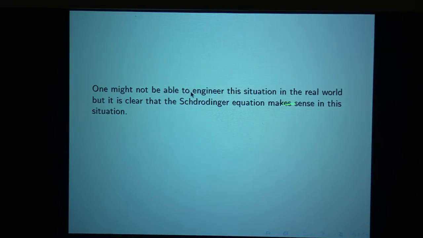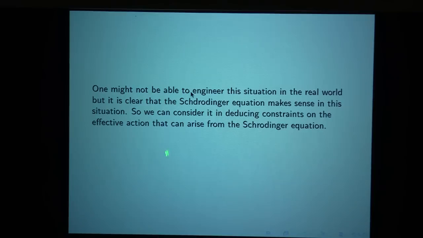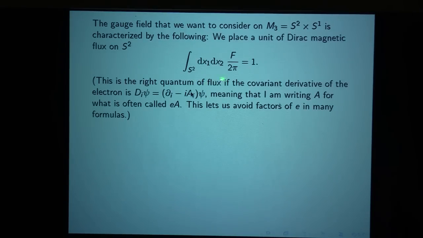So as I said, we might not be able to engineer it, but it's clear the Schrodinger equation makes sense. So we can use this situation to deduce constraints on the effective action for any system that can arise as an approximation to the Schrodinger equation. So the gauge field we want to consider on S2 times a circle is characterized by the following.